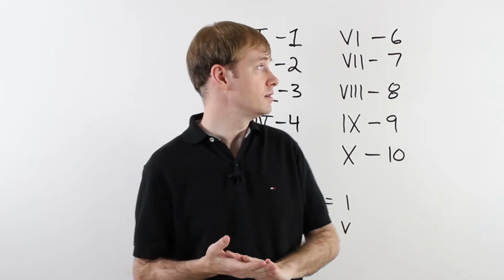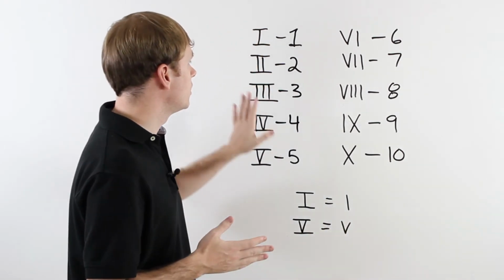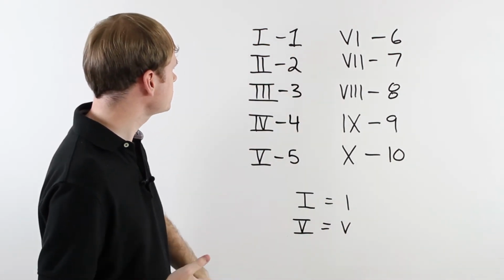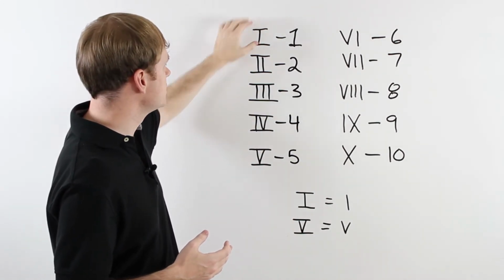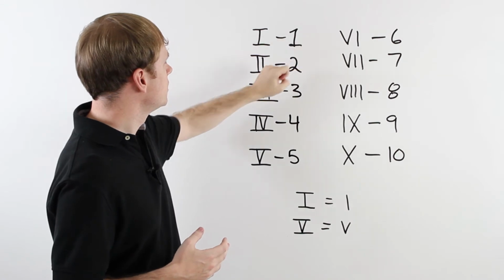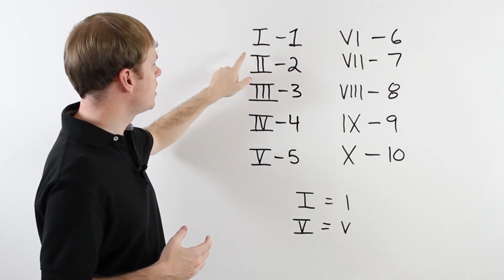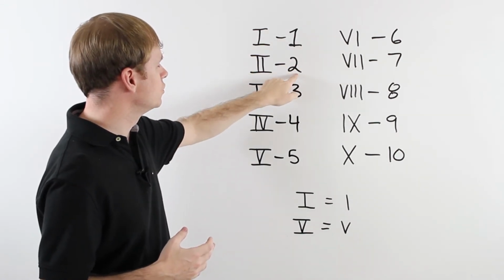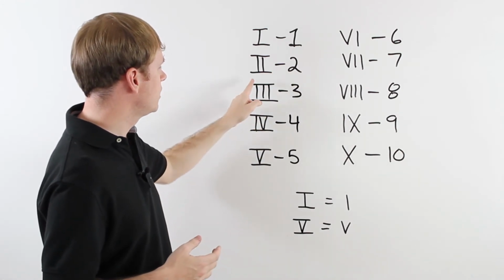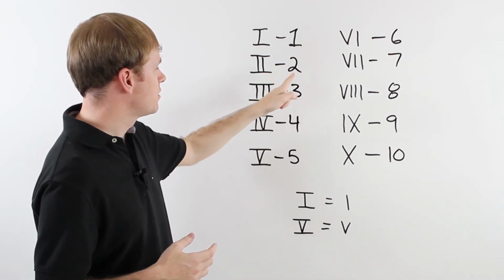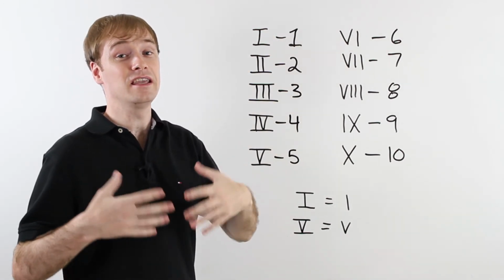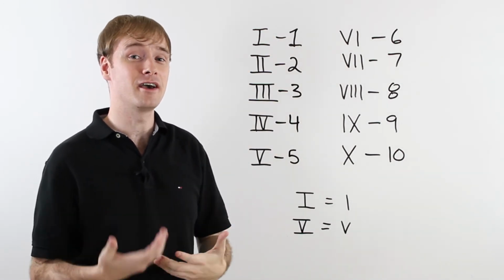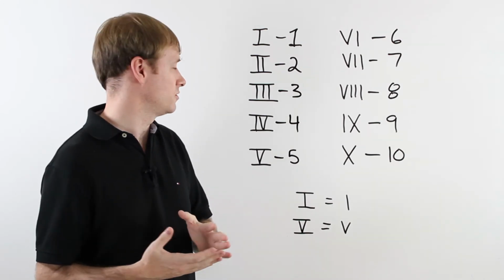Okay, now let's take a look here. I wrote the first 10, and you can see the first one, I. Now, I is written like this, and this means 1. And the second one is II, 2. The third one, III, 3. So 1, 2, and 3, those are the easiest ones, okay? After that, it gets a little more difficult.